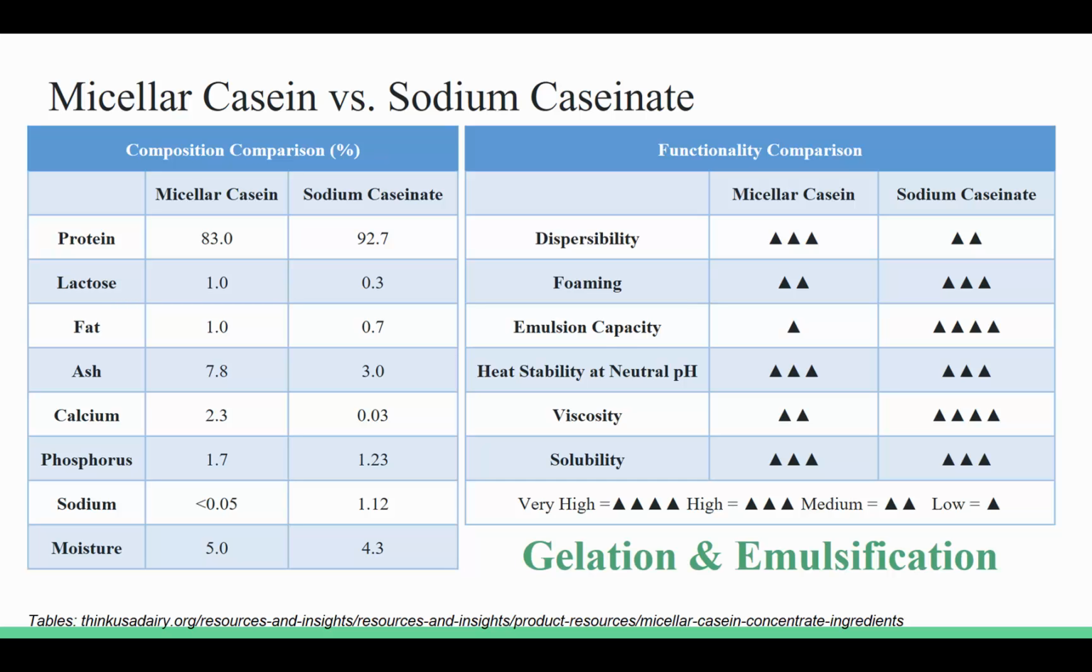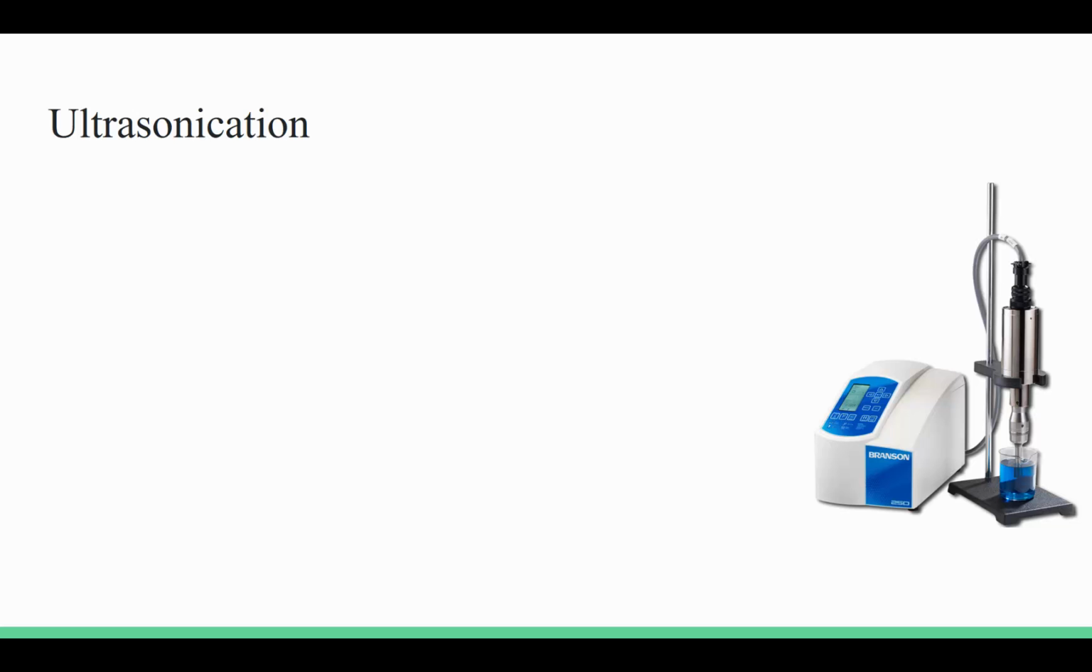But the two functional properties that we're going to talk to you about today are gelation, something that casein does not readily do, and emulsification, something that casein is really good at.